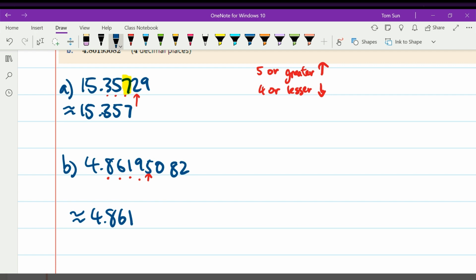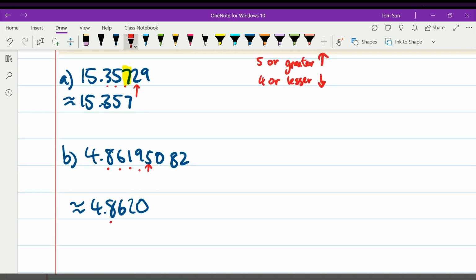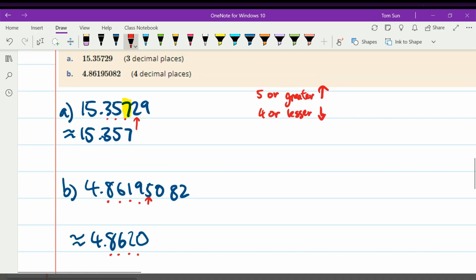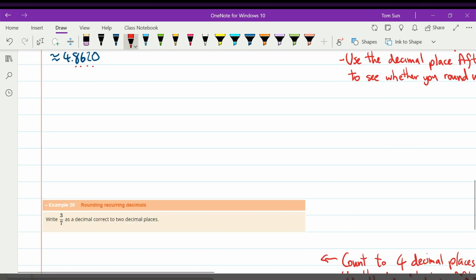9 needs to go up. Now, if 9 goes up to 10, which means that this becomes 0, but this number changes. So we had to add that, because it's 10, we had to add that extra place value in. So it's 4.8620. Okay, that's how you round numbers. You have to check, if I'm rounding to 4 decimal places, do I have 4 decimal places at the end? If I'm rounding to 3 decimal places, do I have 3 decimal places at the end? Okay, make sure you check that.